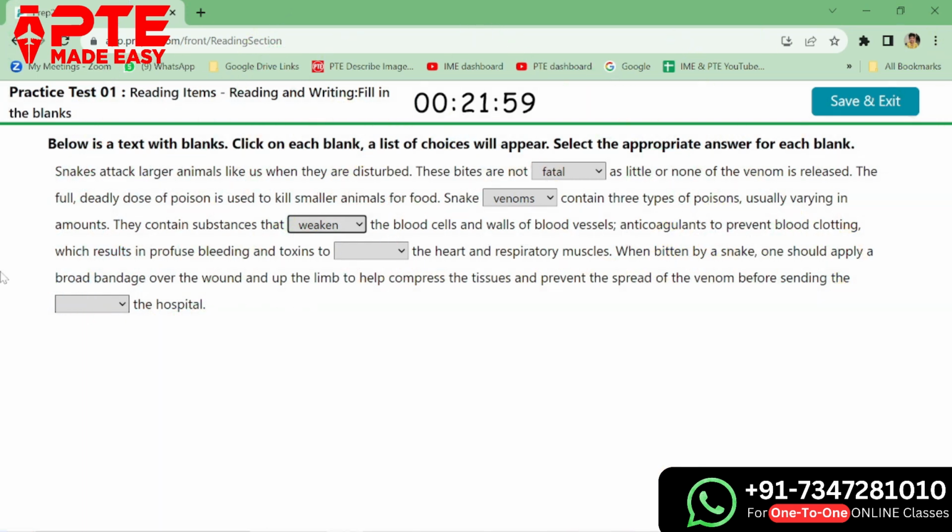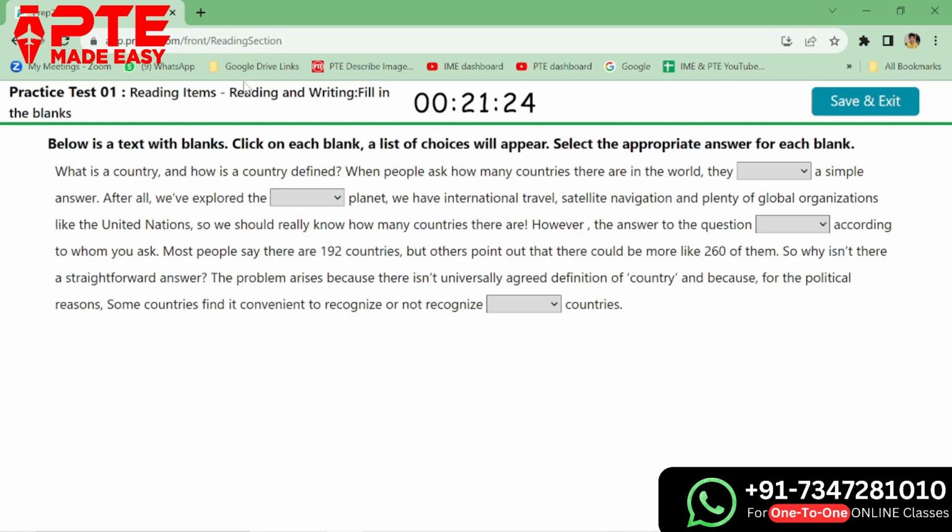Okay. Next. Now what happens? Which results in profuse bleeding and toxins to dash the heart. What the heart? Obviously, poison is going to do something bad. So paralyze the heart. Okay. When bitten by a snake, one should apply a broad bandage over the wound and up the limb to help compress the tissues and prevent the spread of venom before sending the dash. Sending what? Sending the victim to the hospital. So that's what the answers are going to be. That's what I believe. Proceeding further, fourth one, we are going to have like somewhere around 5 of these.